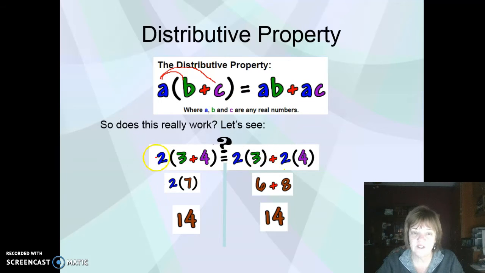If we have real numbers in here, we can just do this with the order of operations. 3 plus 4 is 7. 2 times 7 is 14. But showing here how distributive property works, 2 times 3 is 6. 2 times 4 is 8. Add those together, we also get 14, so it works. Make sure you use it.